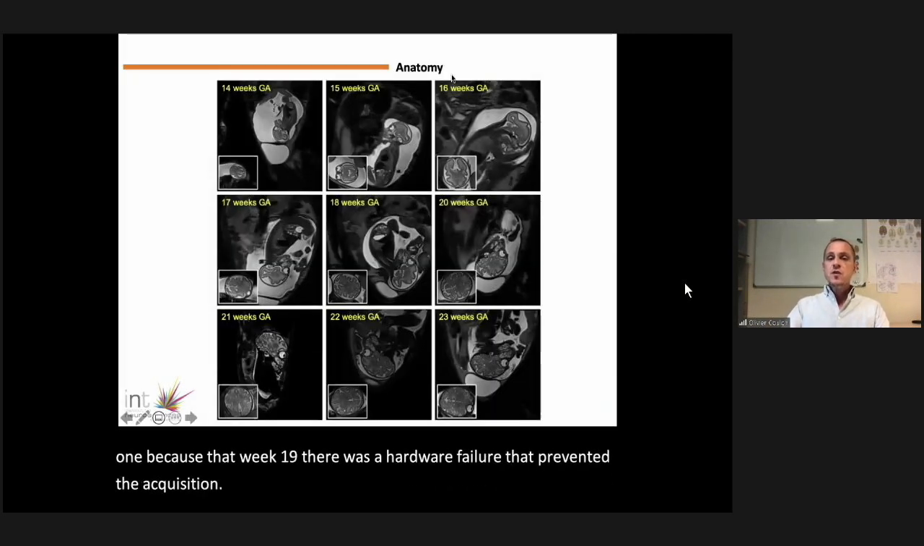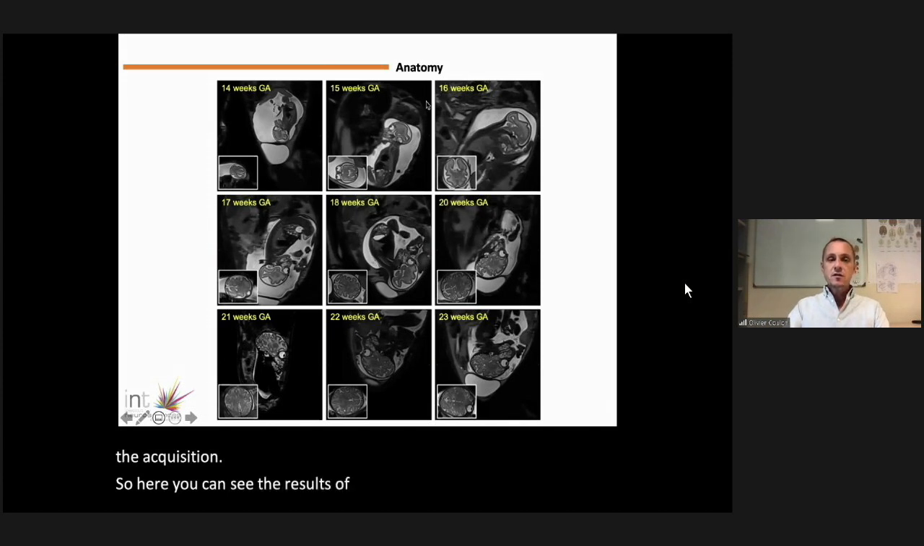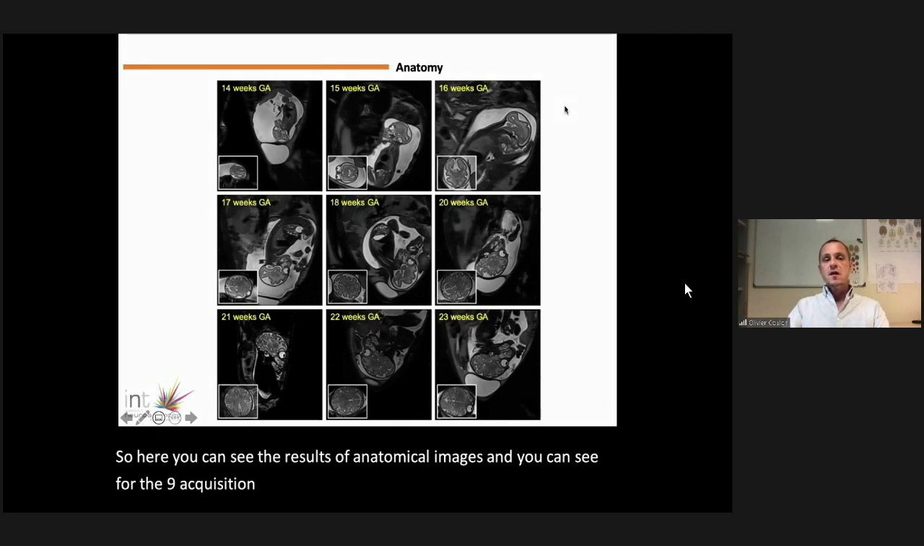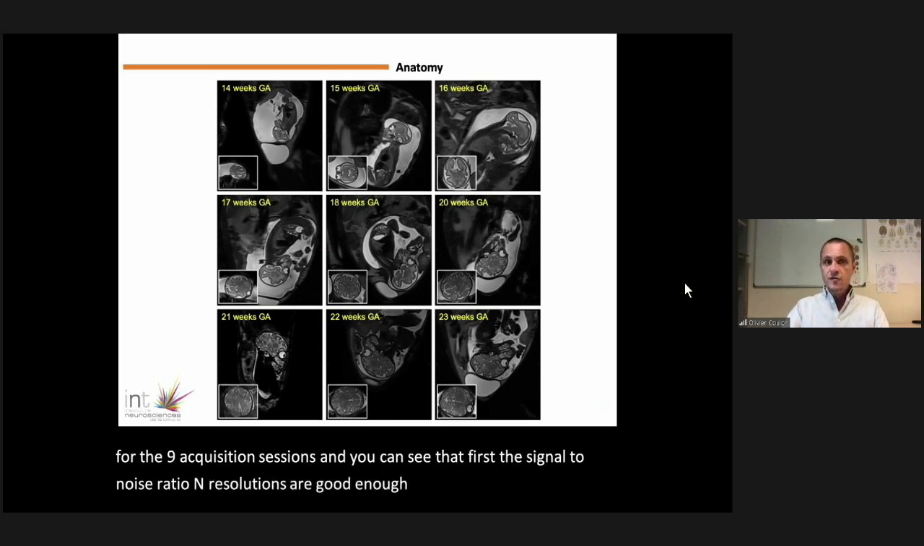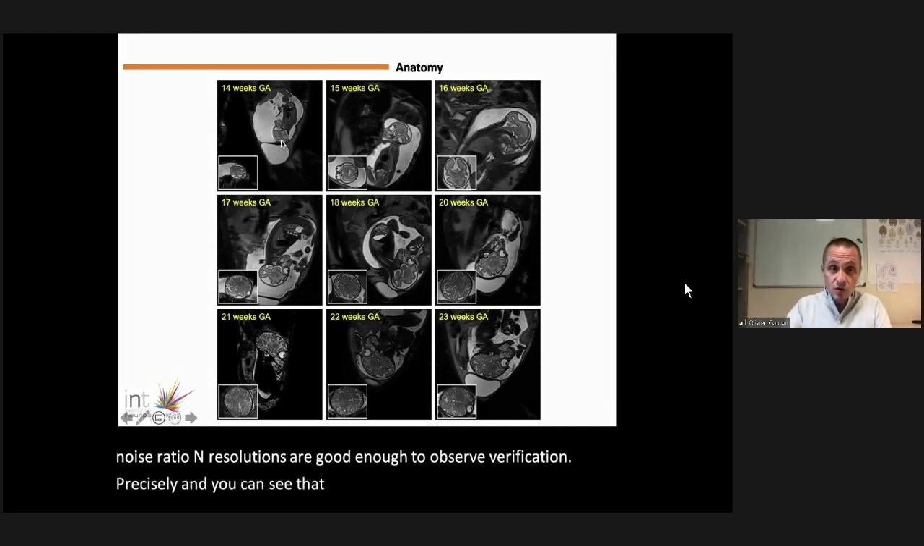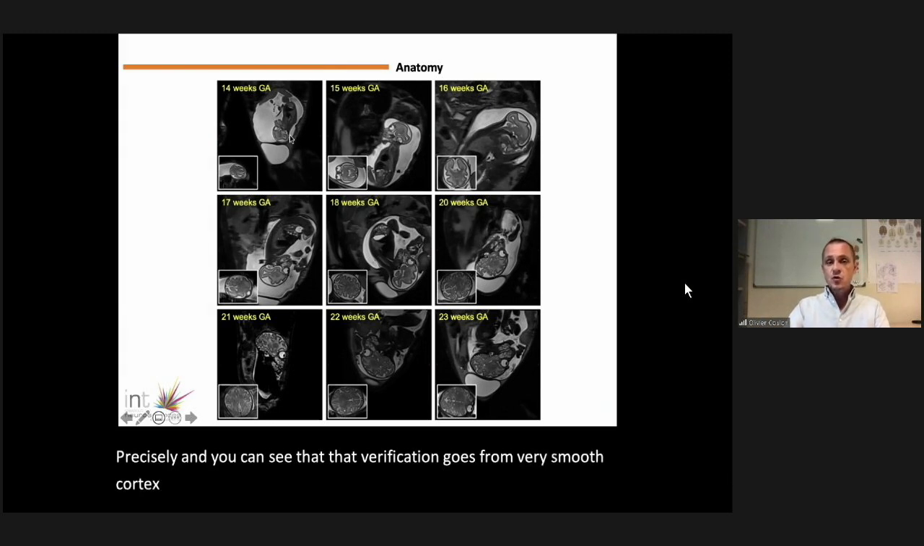So here you can see the results of anatomical images, for the 9 acquisition sessions. And you can see that first, the signal-to-noise ratio and resolution are good enough to observe gyrification precisely. And you can see that that gyrification goes from a very smooth cortex with few folds and a simple geometry to a very complex geometry and a very folded brain for the last acquisition.